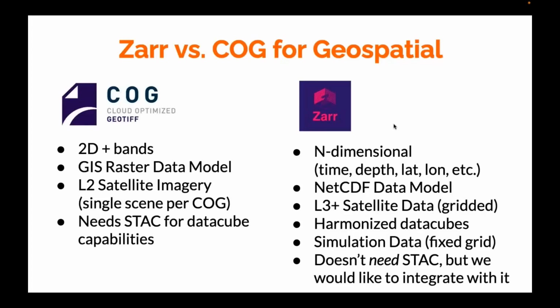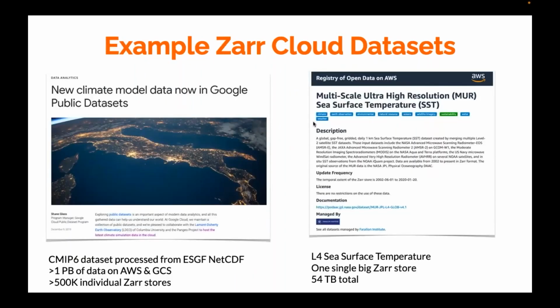I know this is a big topic, Zarr versus COG, and when to use each. This is my attempt to lay this out. COG is limited to two dimensions plus bands. It comes from the GIS raster data model. It's great for satellite imagery with a single scene per COG, and it needs STAC to extend to higher dimensions, time series, data cubes, and so on. Zarr, in contrast, is n-dimensional. You can store any number of dimensions in it.